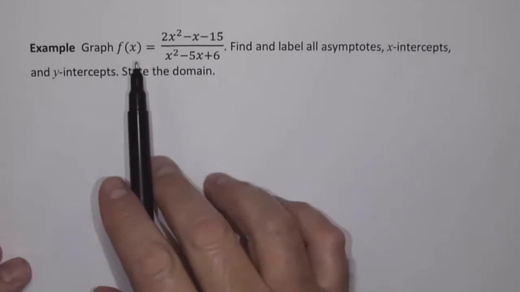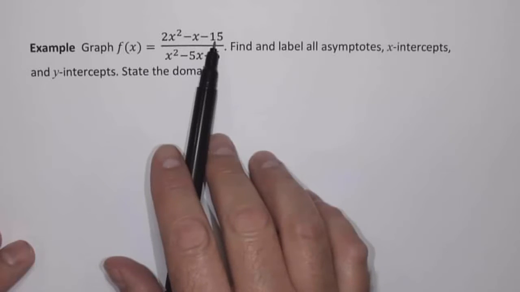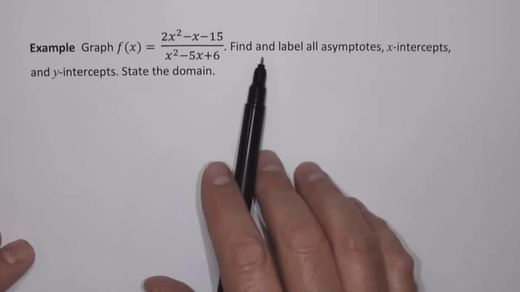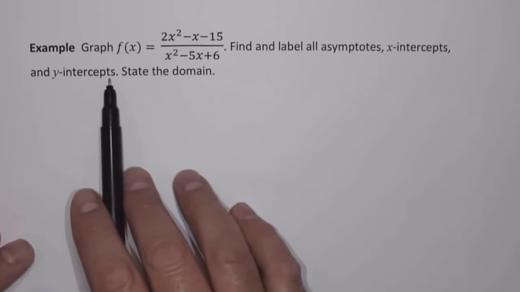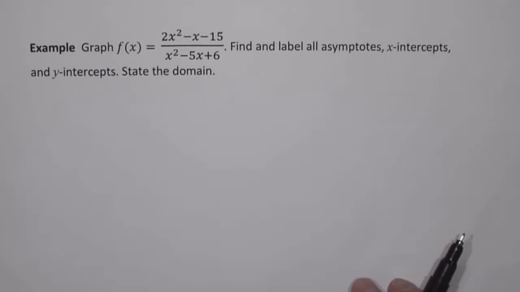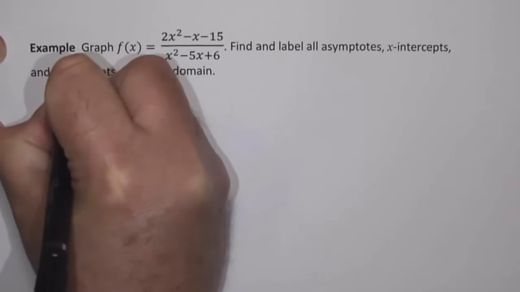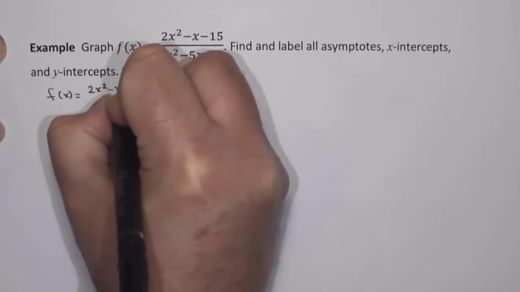So in this video, we want to graph f of x equals 2x squared minus x minus 15 over x squared minus 5x plus 6. We want to find and label all asymptotes, x-intercepts and y-intercepts, and we want to state the domain. So we're going to go through our process for graphing rational functions. Let's begin by rewriting our function here.